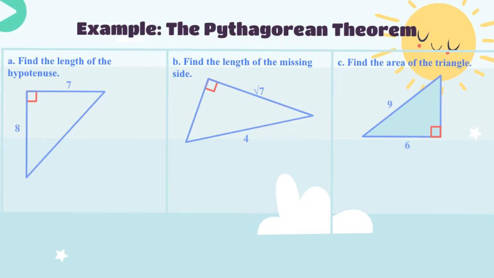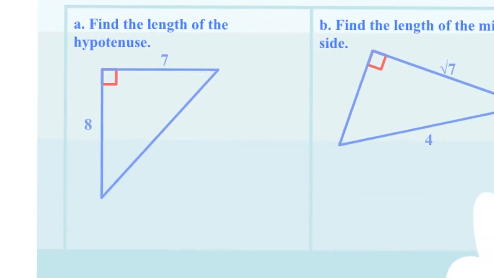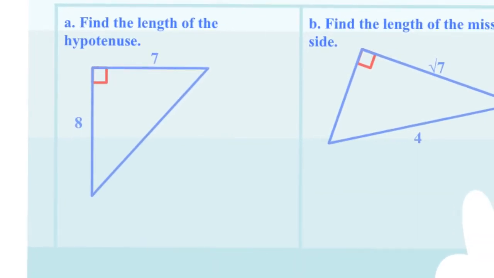Example, the Pythagorean theorem. Example part A, find the length of the hypotenuse. In this example, we have two legs of the right triangle, 8 and 7. We are missing the hypotenuse. We need to use the Pythagorean theorem to find the hypotenuse.